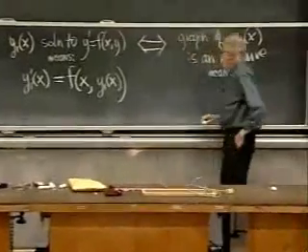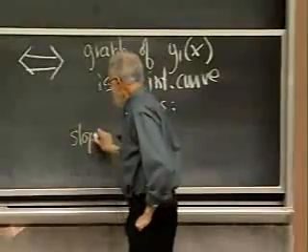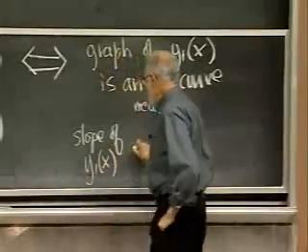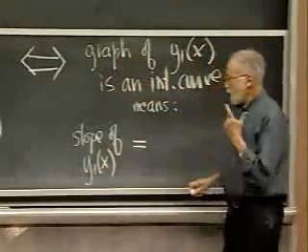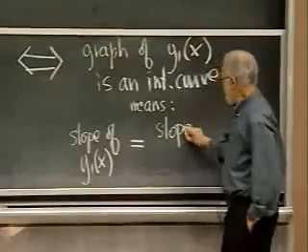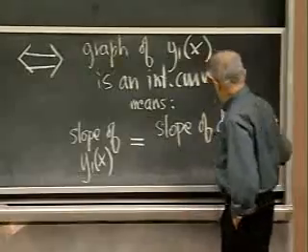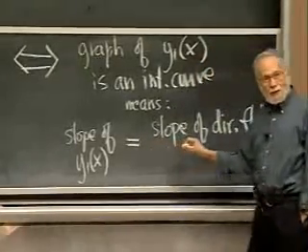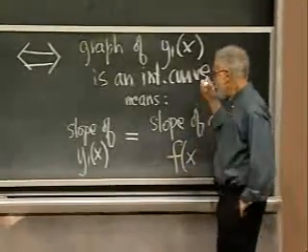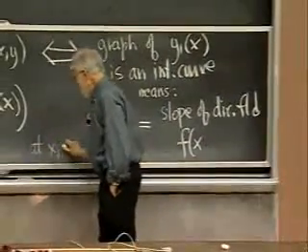Okay, what does it mean for the graph to be an integral curve? Well, it means that at each point the slope of this curve, the slope of y1 of x, at each point x, y1, should be equal to the slope of the direction field at that point. And then what is the slope of the direction field at that point? Well, it is f of that particular point, x, y1 of x.